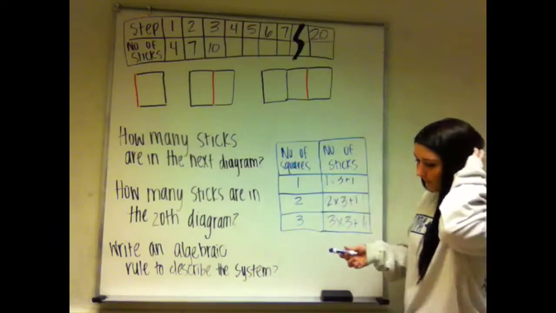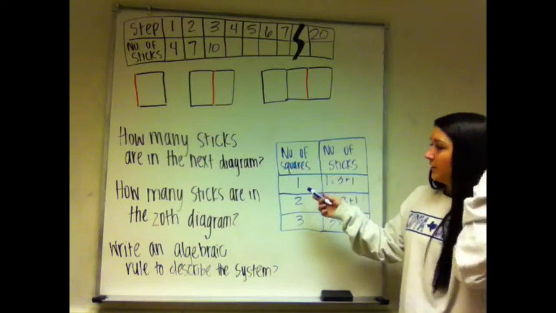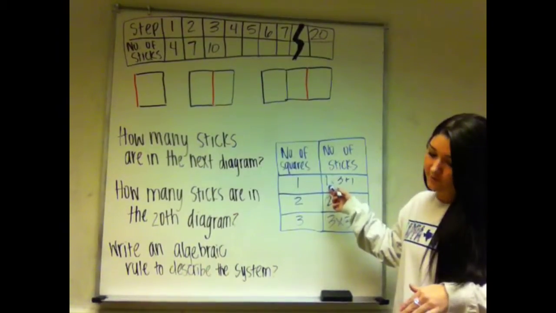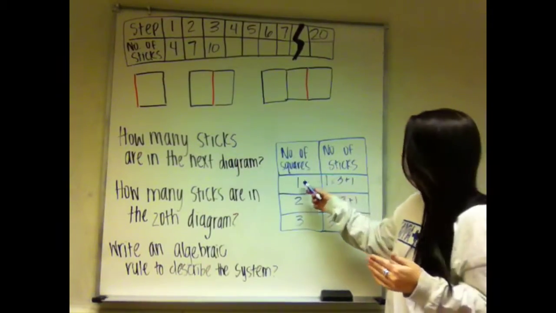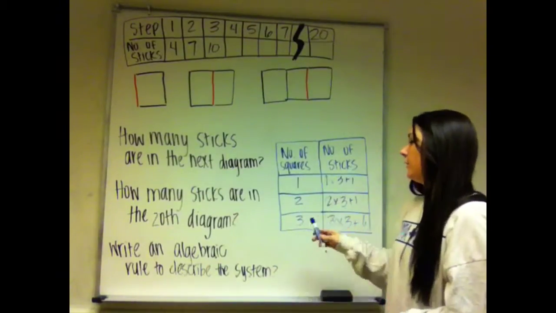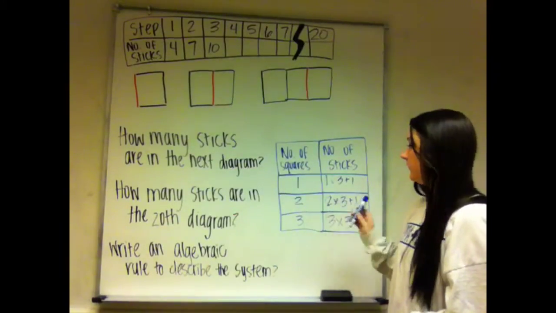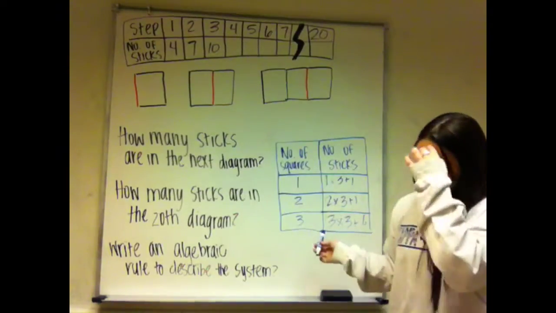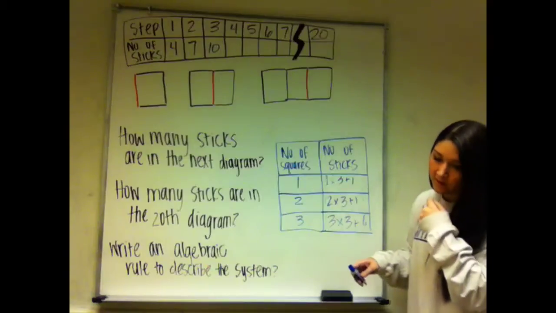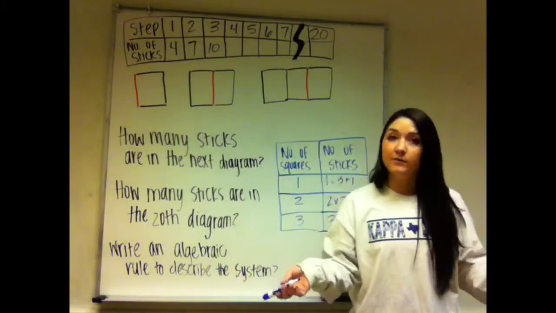So now if you notice, the number of groups there are is equal to the number of squares there are. So we see that there's 1 square and there's 1 group of 3. We see that there's 2 squares and there's 2 groups of 3. 3 squares, 3 groups of 3. And so on. And so we can make a rule out of this.